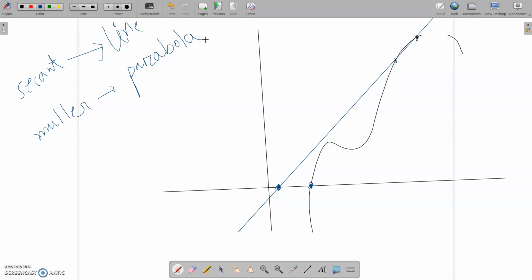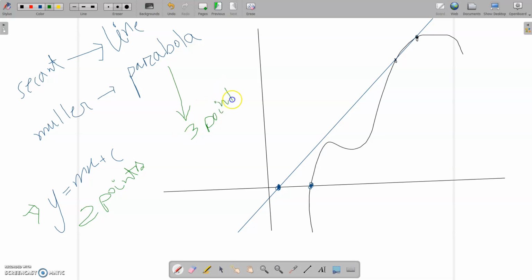Okay. Now, the equation of the line was like this: y = mx + c, right? So, from your intermediate knowledge, you know that to find the equation of a line, you need 2 points. But to find the equation of a parabola, you need 3 points, because there are 3 coefficients: ax² + bx + c. So a, b, c are the 3 coefficients, and to find them you need 3 points.